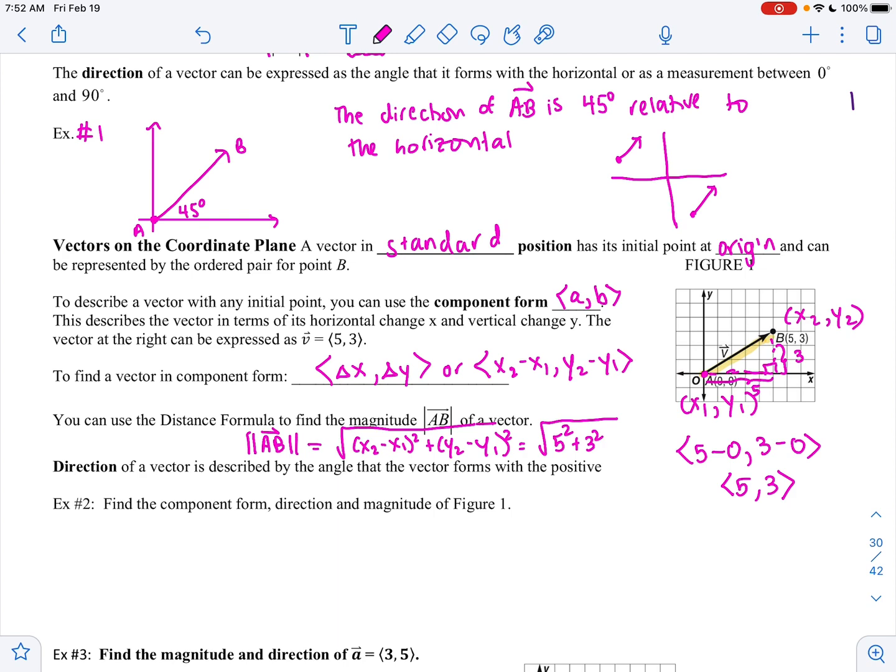So in this example, we want to then simplify that down to be the square root of, and I'll write it here. This is where actually the example was supposed to be completed. The magnitude of vector AB is the square root of 5 squared, which is 25, plus 3 squared, which is 9, or in other words, radical 34.